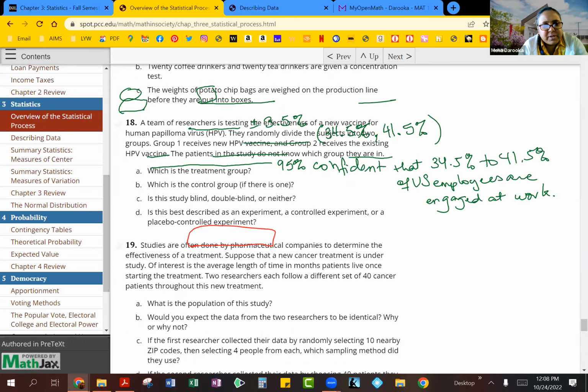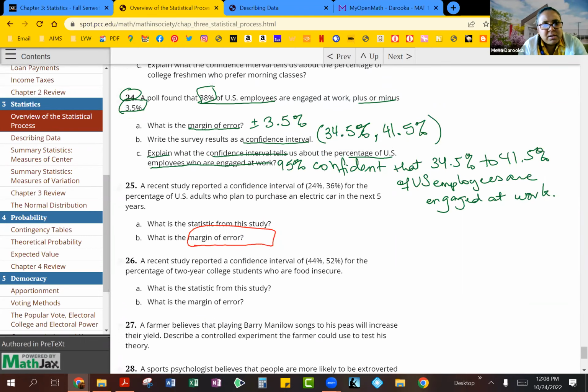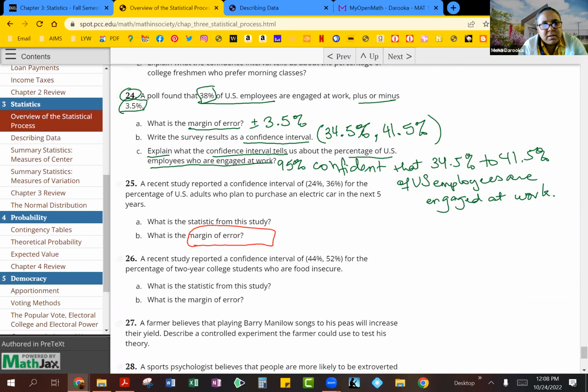So this was what, number 24? Yeah. And if you don't want to use the 95%, you can always say we are confident that 34.5 to 41.5% of the US employees are engaged at work. So you can leave that out since they didn't specifically tell us what the confidence level was in here. Any other questions, guys?